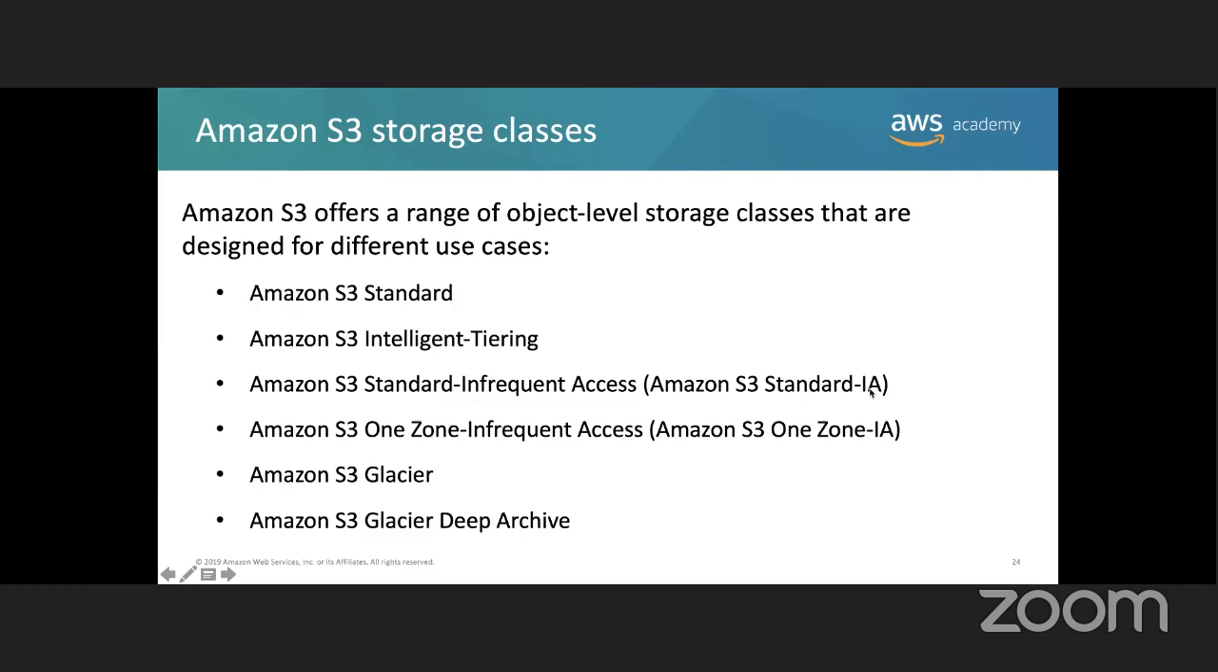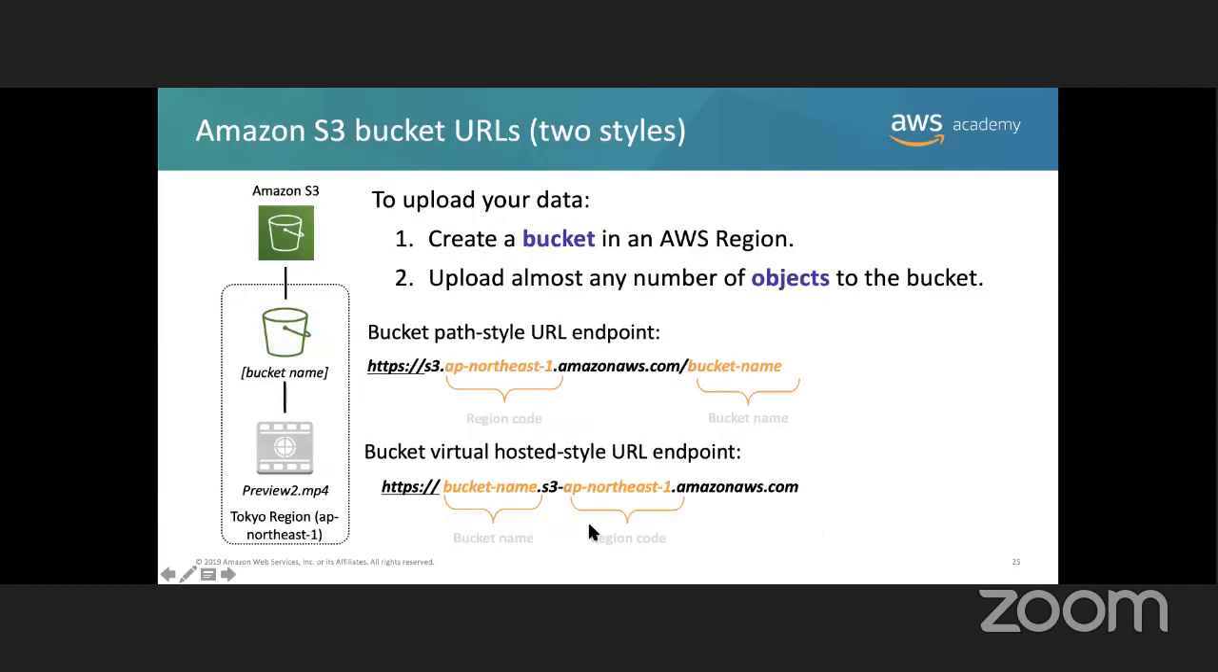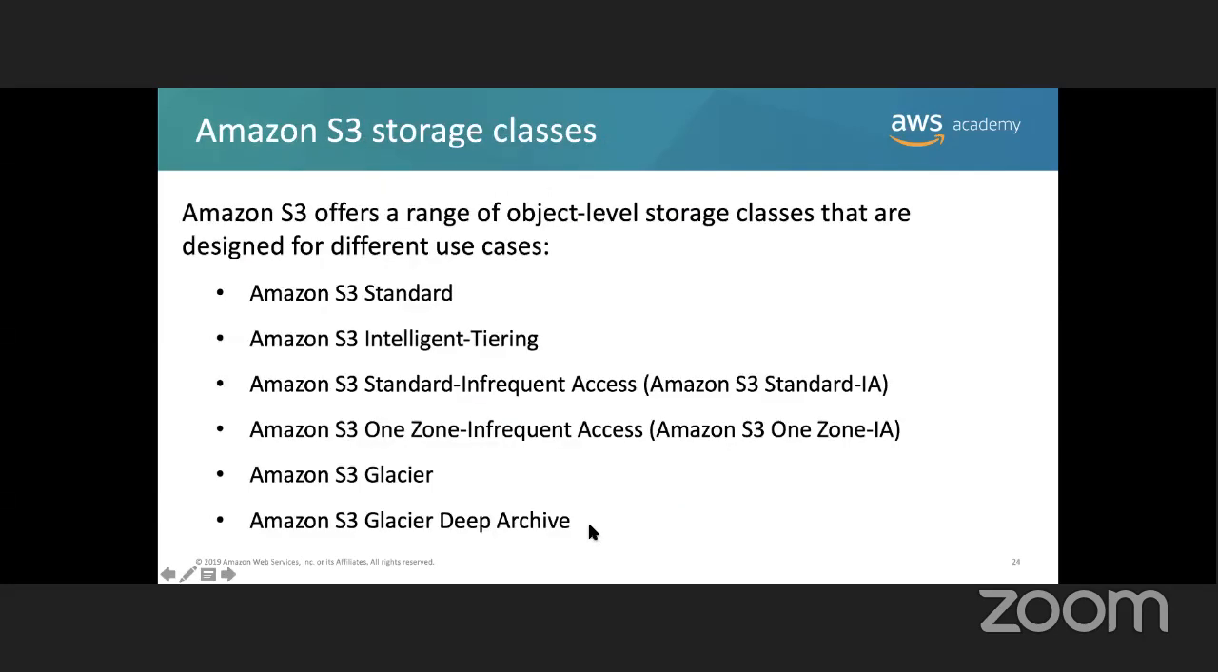Now, here we have the S3 standard infrequent access, the one that I just talked about. It's IA, right? Amazon S3 one zone infrequent access, as you can see, is only one zone. It's less highly available than the other ones, right? It's called Amazon S3 one zone IA, infrequent access. We have Amazon S3 Glacier, right? Which is an archiving service, right? Archiving, when you hear the word archiving, don't forget that. And then Amazon Glacier Deep Archive is even deeper than Glacier, okay?